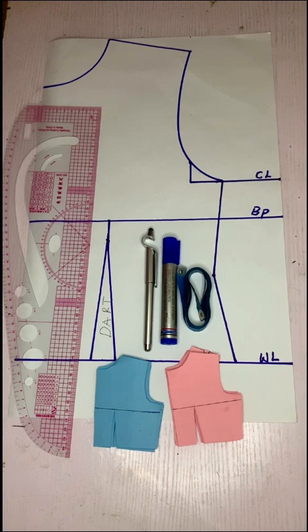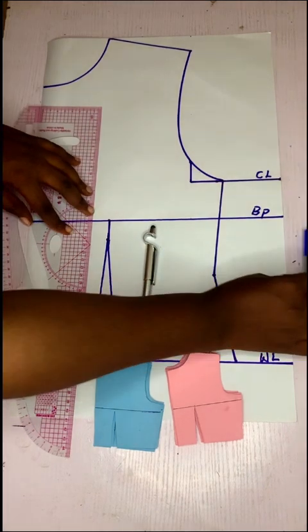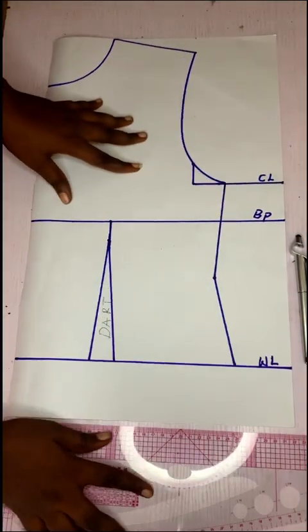So these are all the materials that I am using. Okay, so I have my basic bodice already drafted, and then I have my mini bodice cards, okay, that I'll be using for illustration. So let's go ahead and start right away.